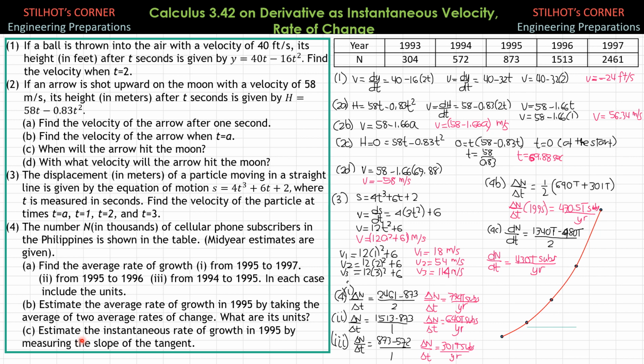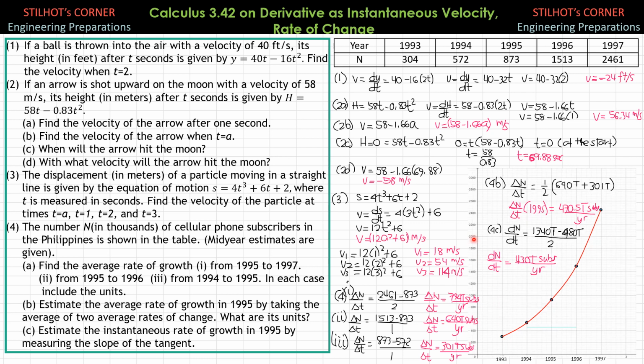Then 4C, estimate the instantaneous rate of growth in 1995 by measuring the slope of the tangent. So for part 4C, we have to plot the points. So let's have this graph here. These are also divided so that we can estimate it closely. So in 1993, we have 304.5 thousand. So that's the value. 1994, we have 572,000.